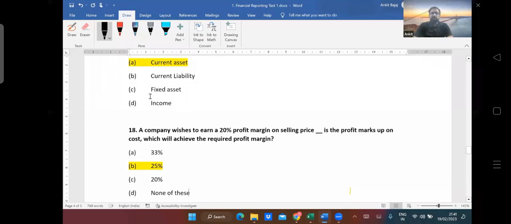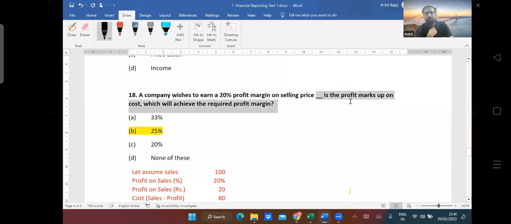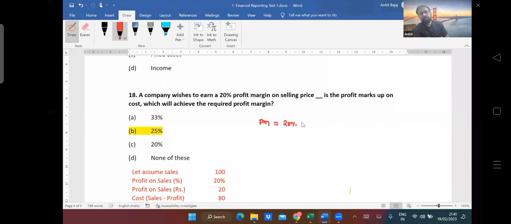Now, the next question is quite important. A company wishes to earn a 20% profit margin on selling price, and dash is the profit markup on the cost which will achieve the required profit margin, right? Listen to me very carefully, you will be able to understand each and everything. The company wants a profit margin of 20% on selling price. So the question is asking what is the profit markup on cost.